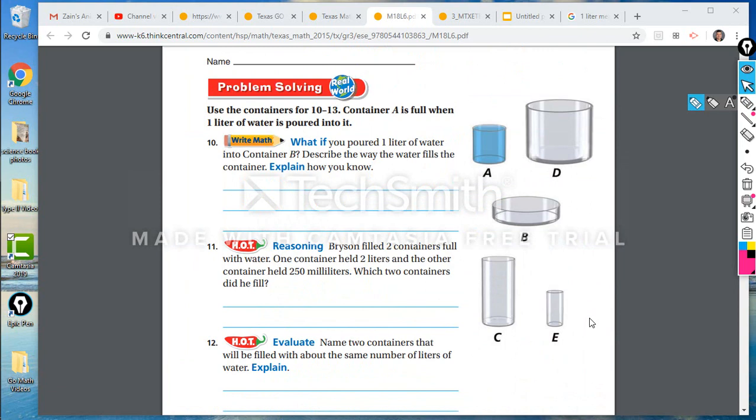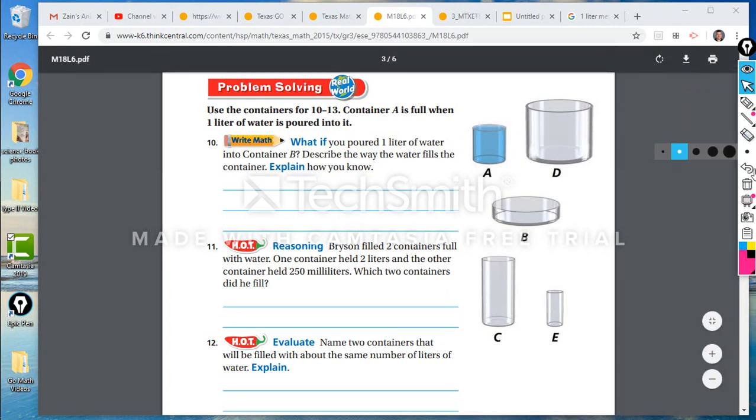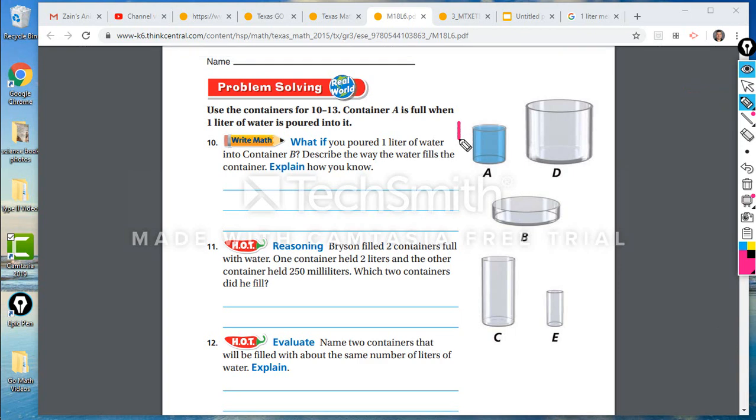Now it asks you to use the containers for questions 10 through 13. Container A is full when 1 liter of water is poured into it. So we know this one here is 1 liter. So we're going to use that as our reference.